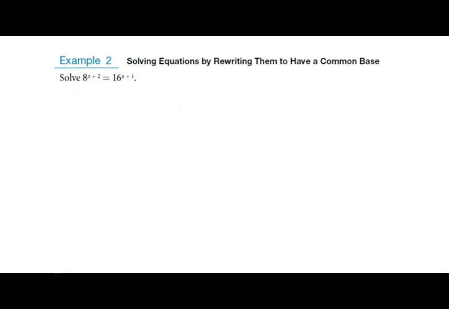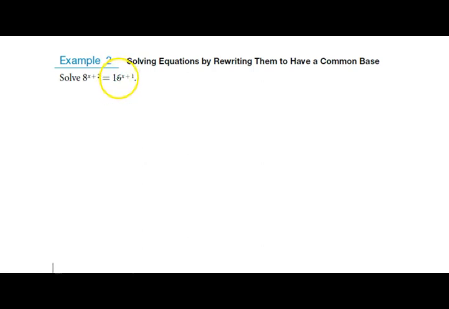Okay, for our next example, we're going to have a similar situation, except the bases will be different, but they're kind of related. So what you want to do is think about the 8 and the 16 as powers of some number. Now, immediately we jump to like 4. 4 times 2 is 8 and 4 times 4 is 16, but we're not trying to do that. We're trying to think of them as powers of something.